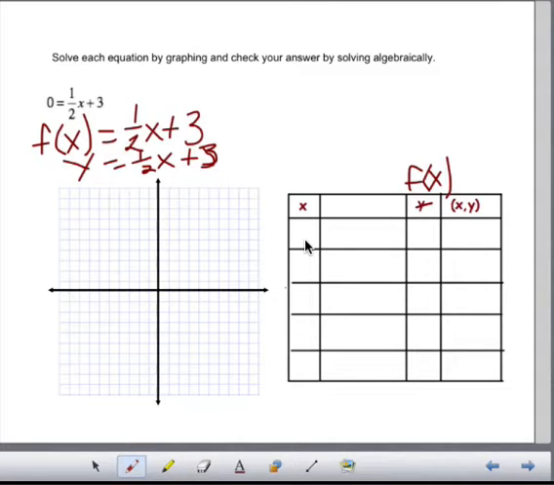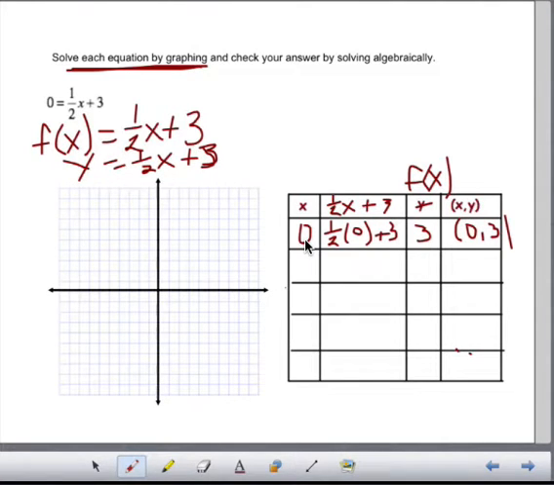So it says to solve this equation by graphing. Well, when you solve the equation, the answer to the equation is where it crosses the x-axis. So if I said x is equal to, let's say 0, so I have up here 1/2 x plus 3. So 1/2 times 0 plus 3. My y is 3. All right, so my ordered pair is 0, 3.